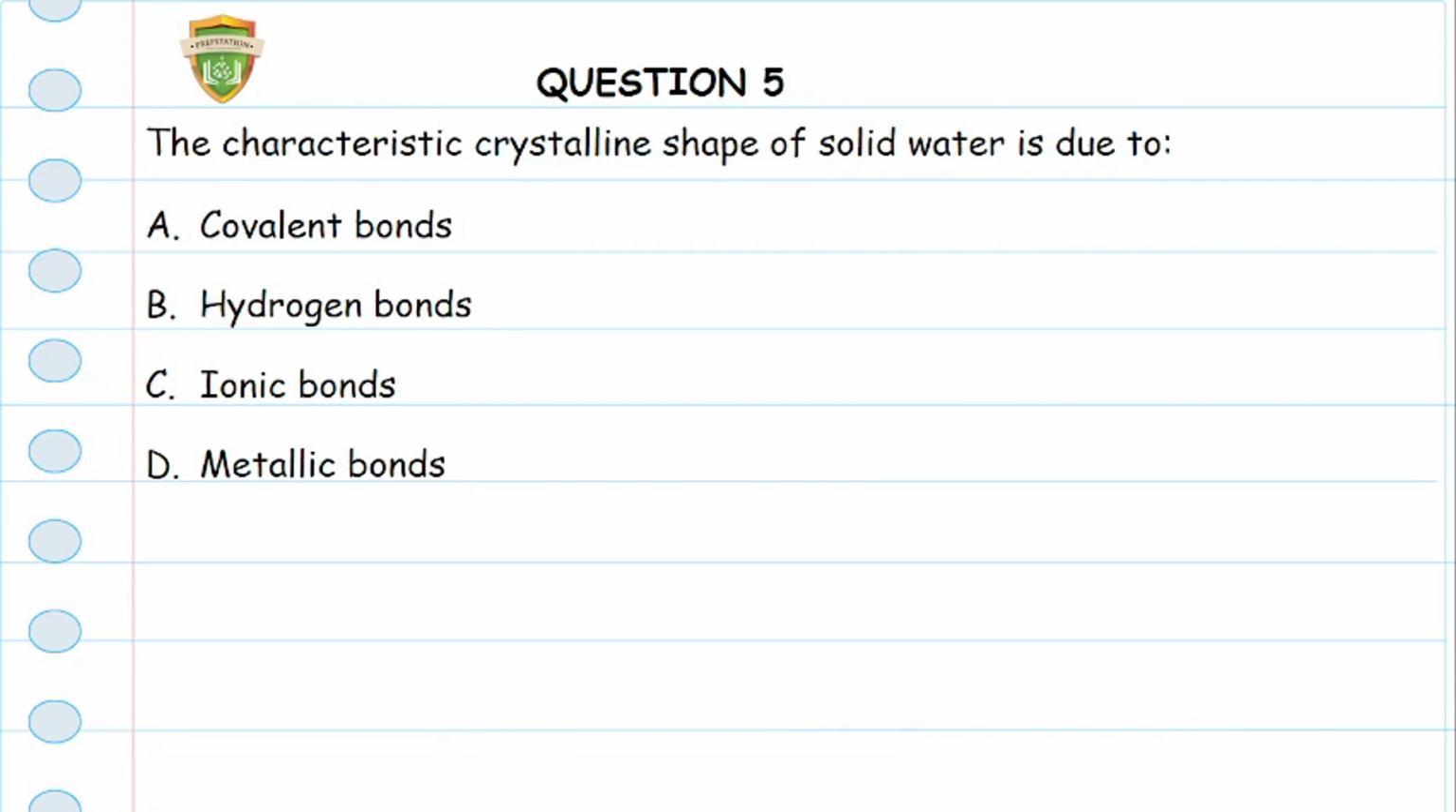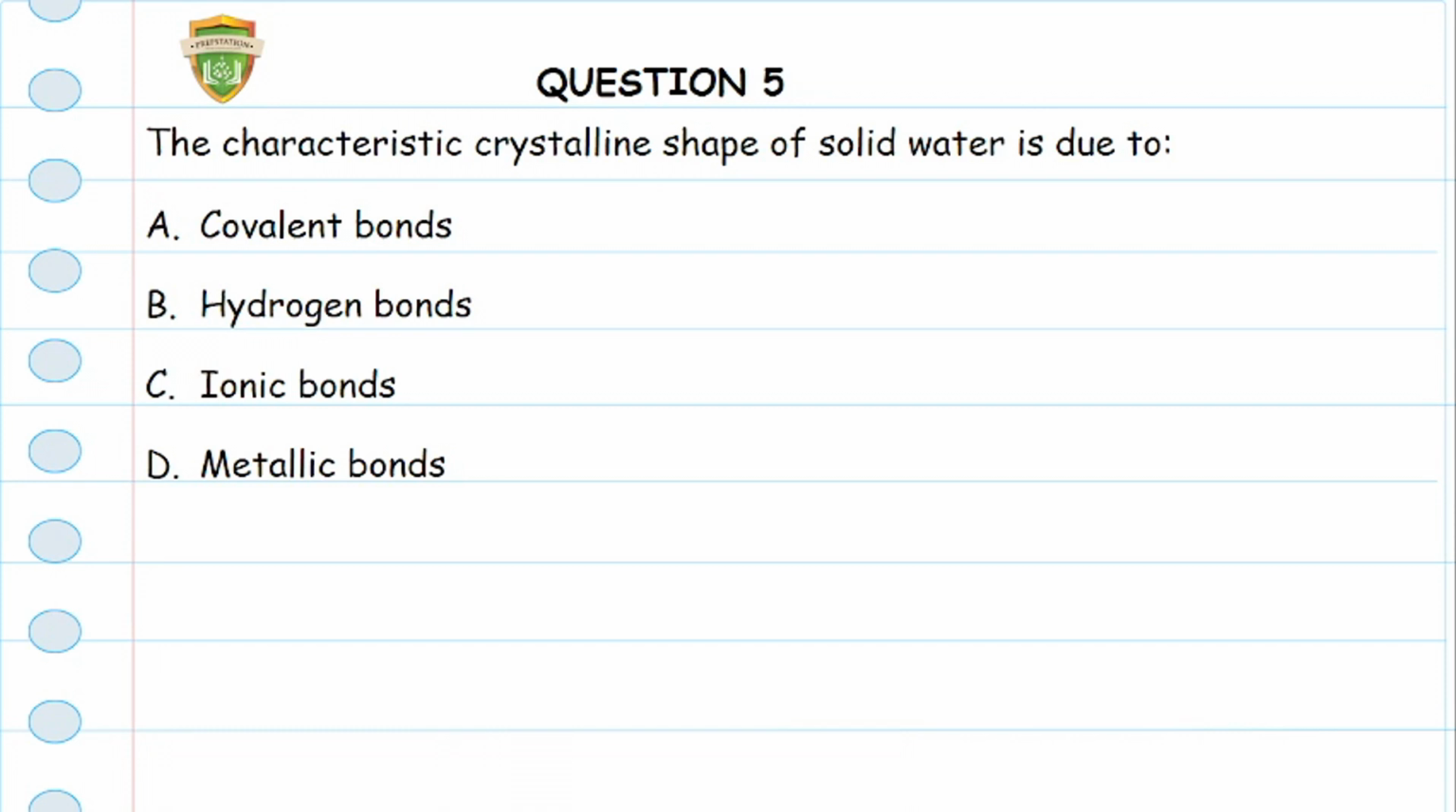Question 5. The characteristic crystalline shape of solid water is due to. Now, when you see the shape of solid water, each of the water molecules forms hydrogen bonds with the neighboring water molecules, which creates a repeating pattern that results in a crystalline shape. So in this case, the answer is hydrogen bonds.